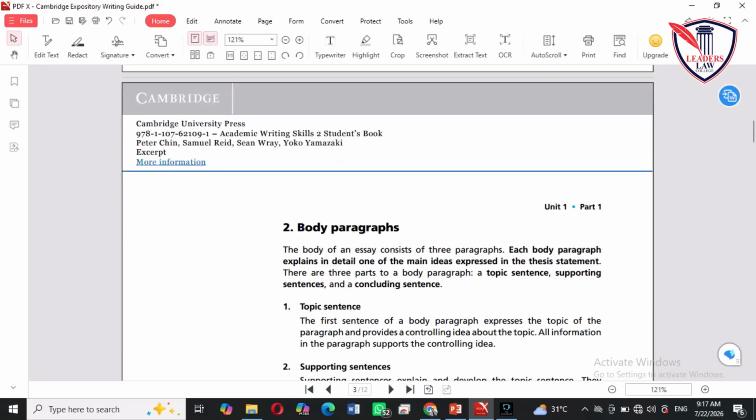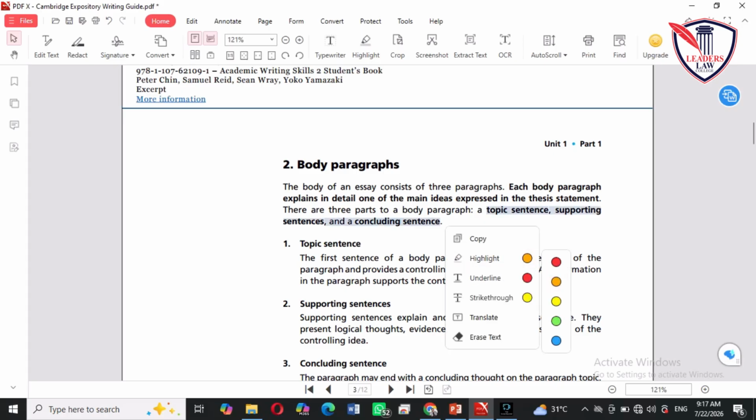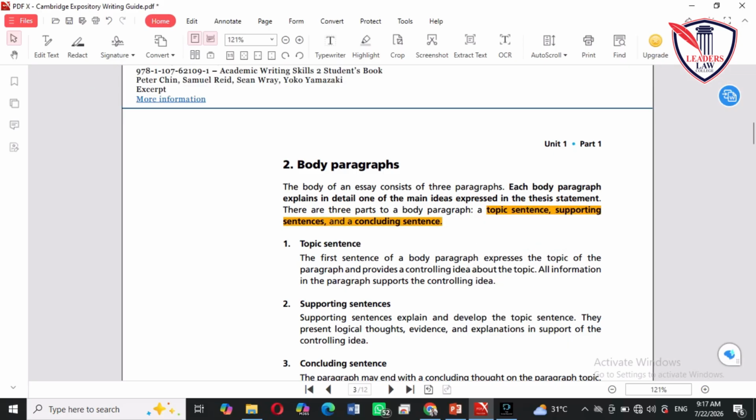Then comes the body paragraph. In each body paragraph, we are supposed to have a topic sentence, a supporting sentence, and a concluding sentence. So as we said in the beginning, each paragraph has three parts. In the introduction, we have a hook, supporting sentences, and a thesis statement. In body paragraphs, we have a topic sentence, supporting sentences, and a concluding sentence.